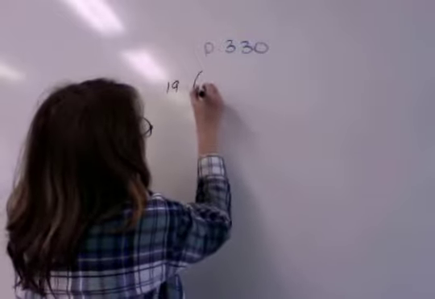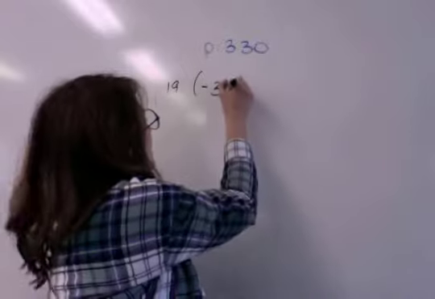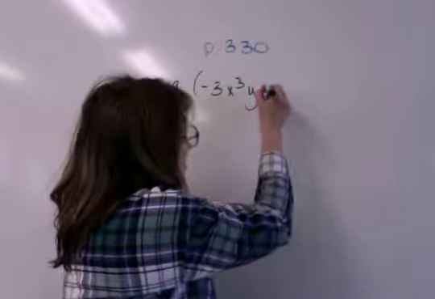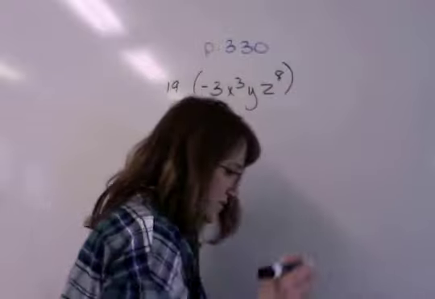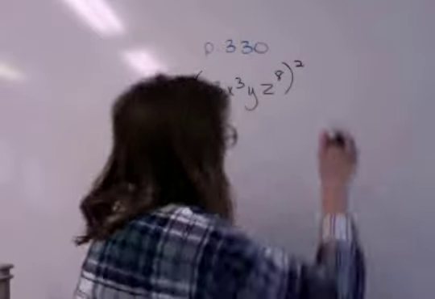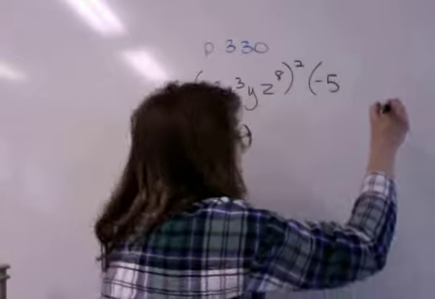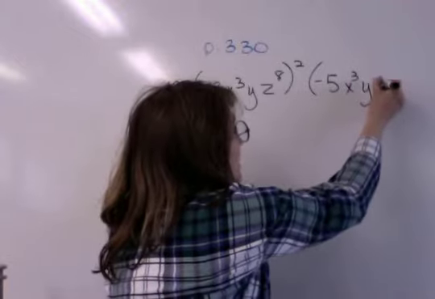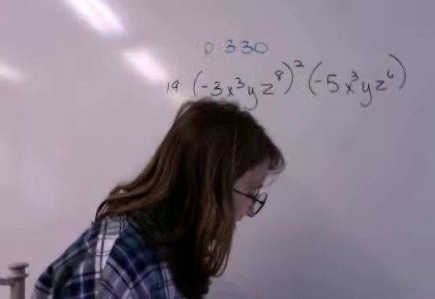So 19 looks like this. I have a -3, and then I have x cubed, and we have a y in there, and then we've got z to the 8th power, and then we're going to multiply all of that with a 2, and then we've got another problem over here that is a -5, x cubed, and then we have a y, and then we have z to the 6th power. So let's take this step by step.